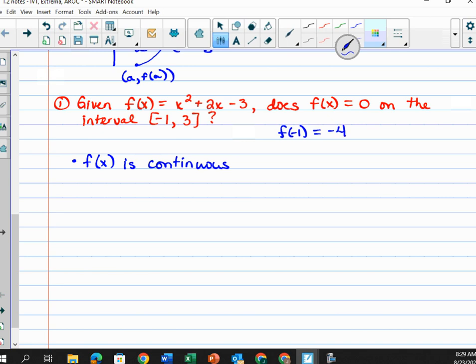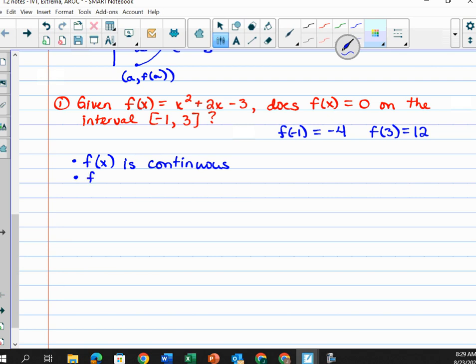Okay, what about if I plug in 3? What do I get for f of 3? Yeah, anybody here? 12, okay. So based on that, do you think f of x is going to equal 0, somewhere in between those? Yes, okay. So now it's just a matter of us stating that in the proper way with the IVT. So first bullet point is done. Second one, we talk about our y values here.